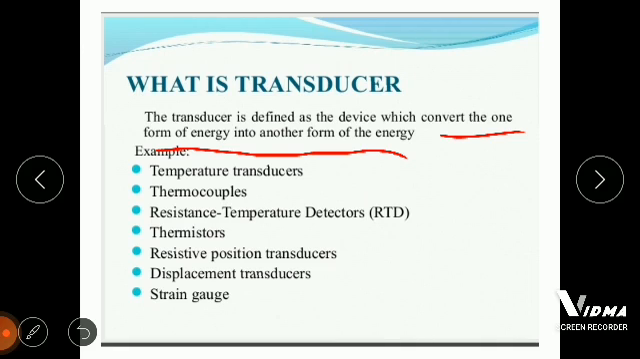Examples of transducers available nowadays are temperature transducers, thermocouples, RTD, that is resistance temperature detector, thermistors, position transducers, displacement transducers, and strain gauge transducers. Other than these, lots of transducers are available which convert a physical quantity into an electrical quantity, or mechanical quantity, or electromechanical quantity, and so on.